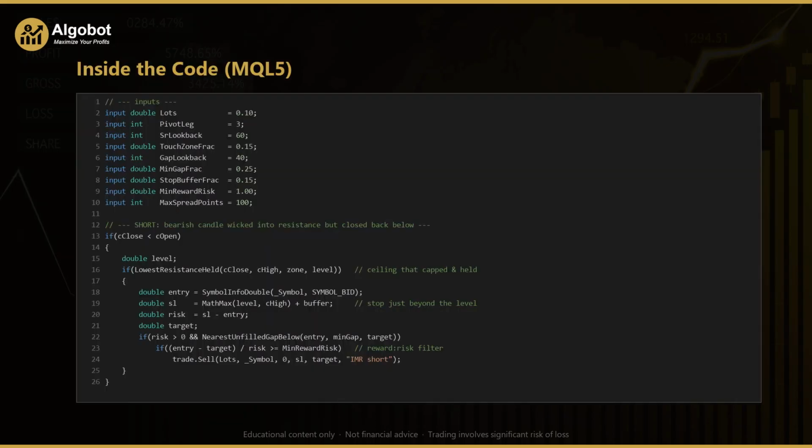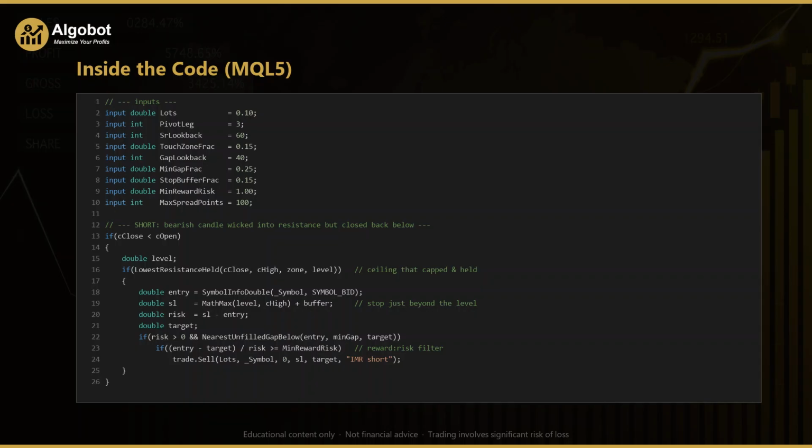Let's read through the code as you'd see it in MetaEditor. At the top are the inputs. Lots is the order volume. Pivot leg is how many bars on each side are required to confirm a swing pivot. Raise it, and the levels become rarer but stronger. Senior lookback controls how many closed bars are scanned for those levels and for the volatility scale.